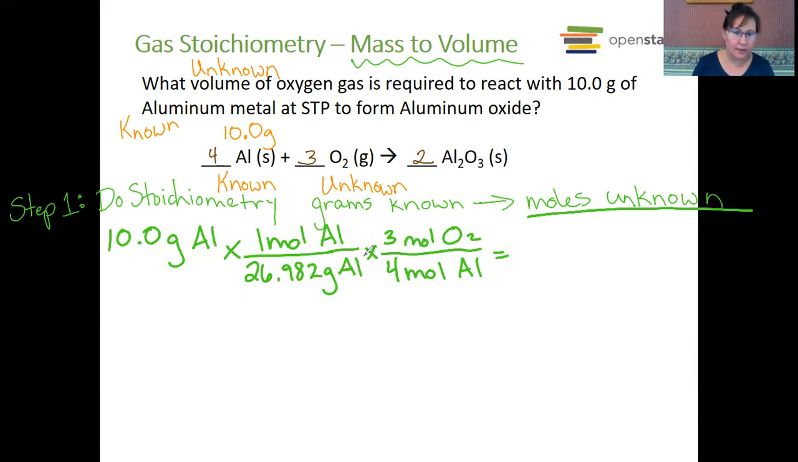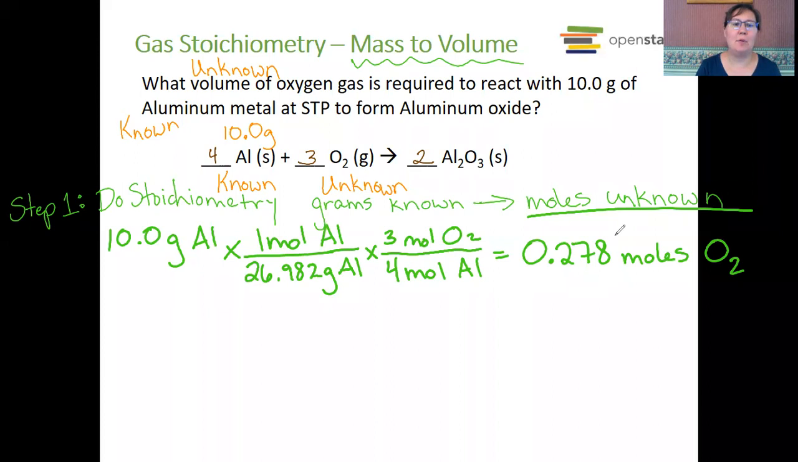So I say 10 times 3 divided by 26.982, and then again divided by 4. And this tells me that I have 0.278 moles of oxygen. All right, so that's our step 1. Okay, so now let's take a look at step 2.